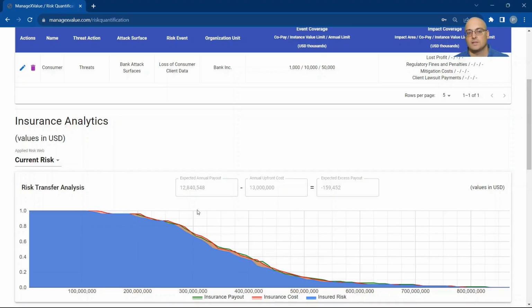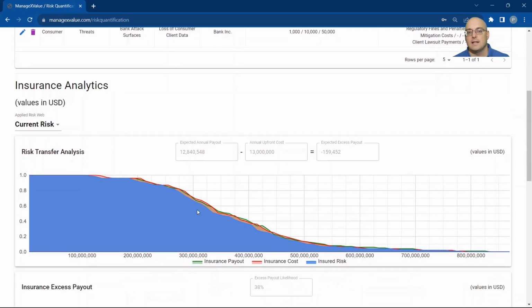What the risk transfer analysis highlights is that there is a certain expected payout for this specific coverage, which is represented by the green area within the chart. This basically means that considering the loss exceedance curve of this risk event, then to what extent the insurance policy, considering the coverage limit, is going to pay out some of the impact from this risk event.